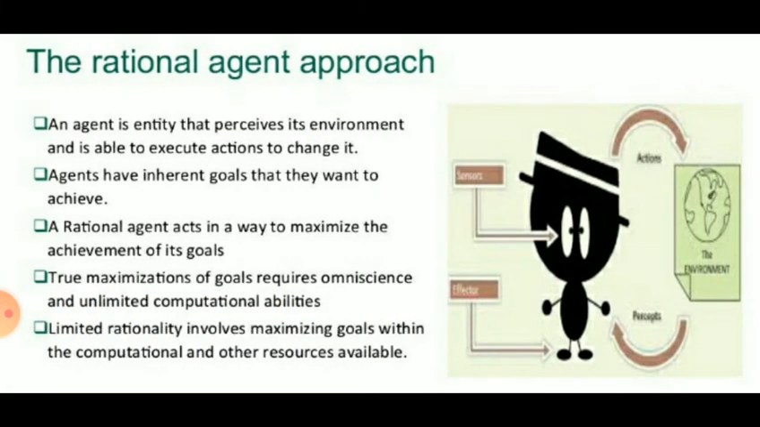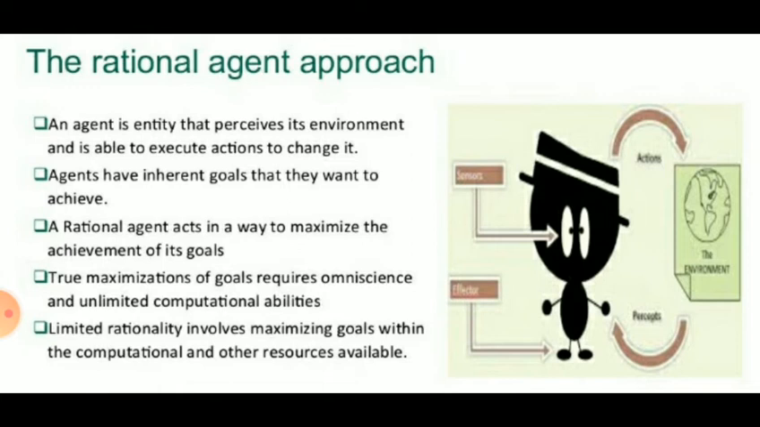So you can see the rational agent approach. You can see here the agent. An agent is an entity that perceives its environment and is able to execute actions to change it. Perceives means sensing. So sensing the environment and executing actions. Agents have inherent goals that they want to achieve. So a rational agent acts in a way to maximize the achievement of its goals.